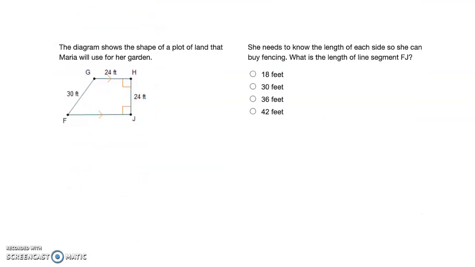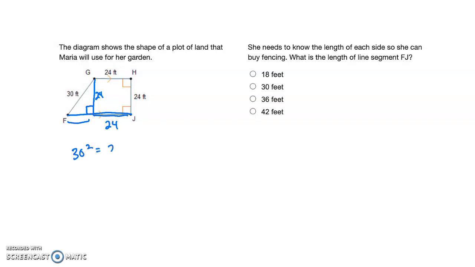Here's a diagram of a plot of land, and she needs to know the length of each side so she can buy fencing. So we want to know the length of segment FJ. Well, if we draw a right triangle here, drop an altitude, then we know this is 24. This is a square of 24, and then we know this is 24. And we just need to find this section right here. Well, we can use the Pythagorean theorem.